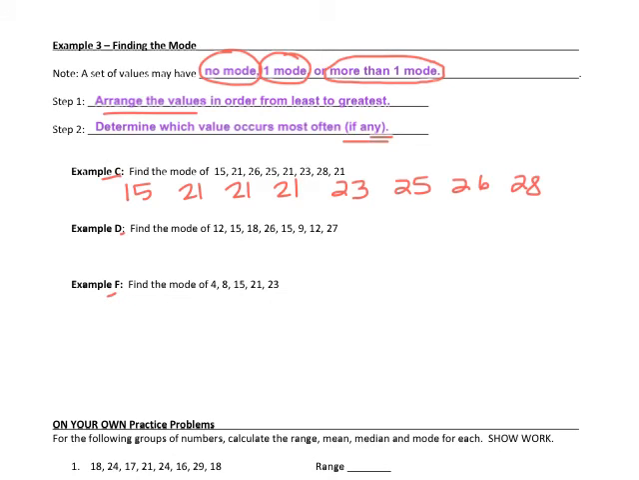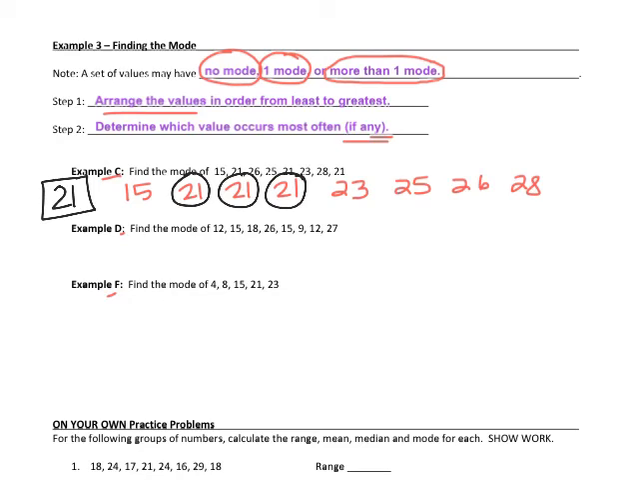And for example C, I do have the numbers in order now. And it looks to me like we have 3 values that are the same, which is 21. So 21 would be the mode for example C because it occurs the most often in this set. Let's go ahead and do example D.